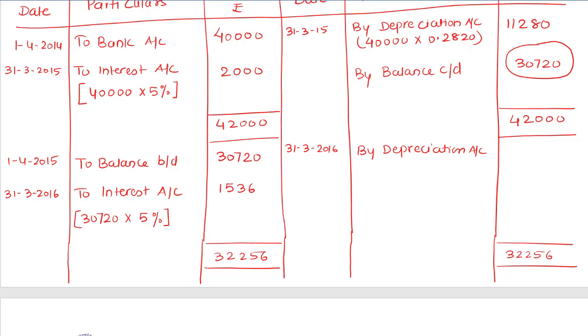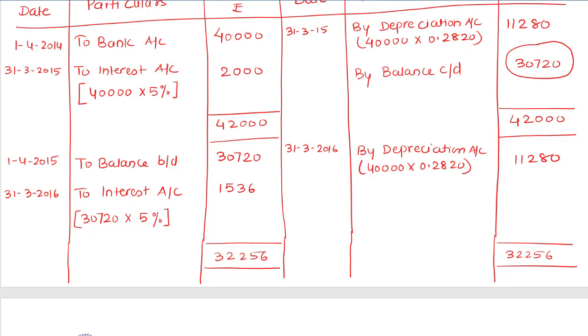So the depreciation amount would be the same, 40,000 multiplied by 0.2820. So this would be 11,280.